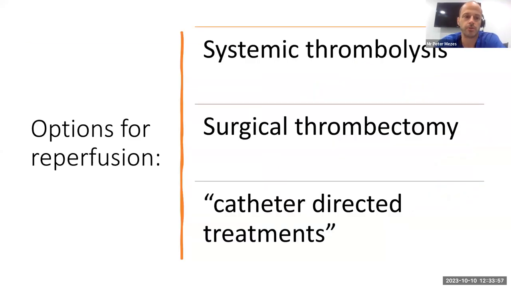So what options do we have to remove clots? Obviously we can do the systemic thrombolysis, where we give a large volume of thrombolytic into the systemic circulation to break up the clots. Or we can ask one of our cardiothoracic surgeon colleagues to remove clots surgically, or there is this collective term of catheter-directed treatments, which I'd like to go into in more detail.